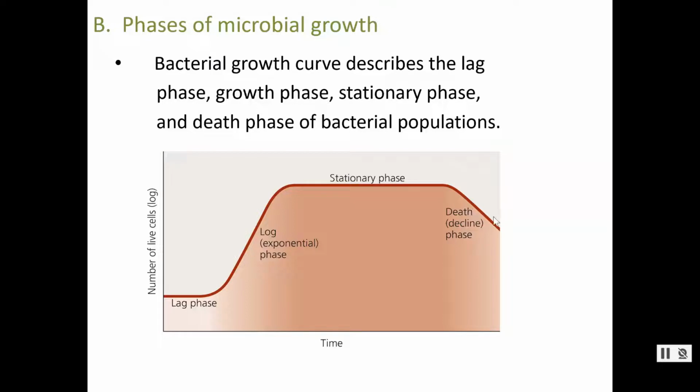More and more cells are not going to be able to get the nutrients that they need to live, and they're going to die. Then we start declining in numbers.